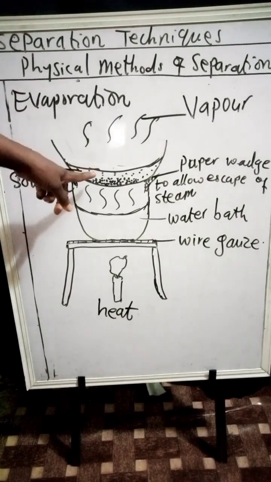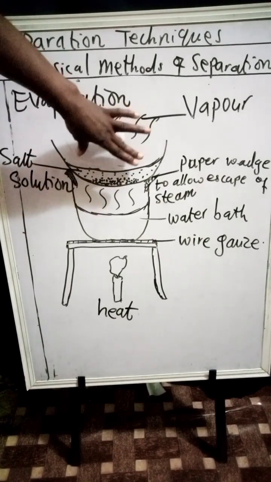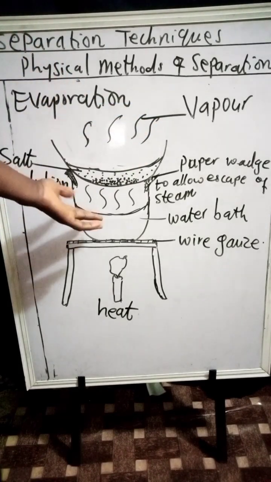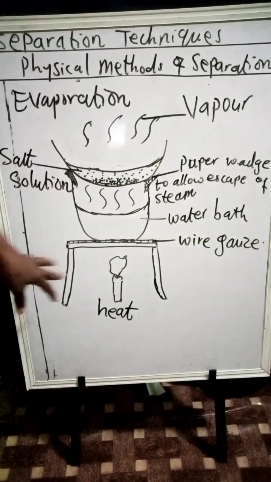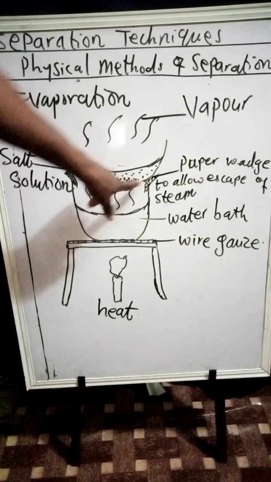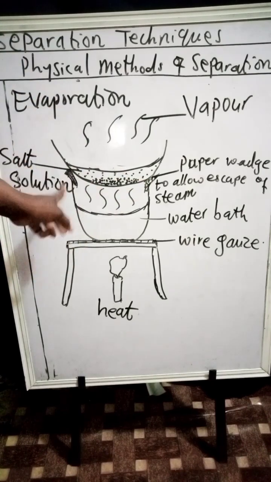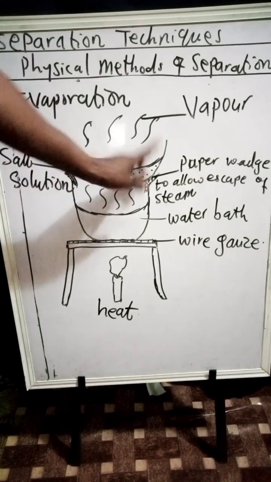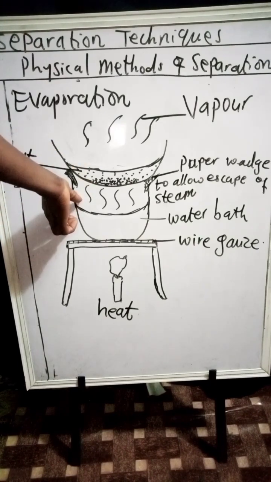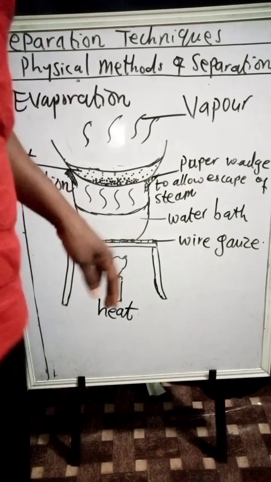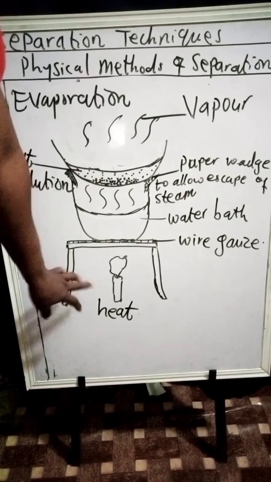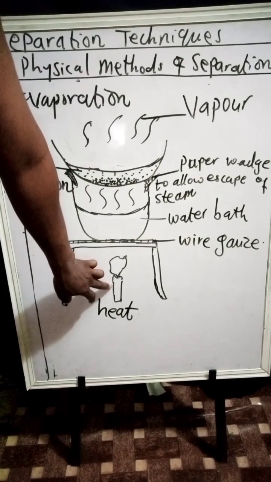The salt solution is poured inside the evaporating dish and placed over water bath that has been heated. Then you continue the application of heat. Then the paper wedge here is to allow the steam that is coming from the water bath to escape. That is, it creates gap between the evaporating dish and the container of the water bath. Then you have your wire gauze, you have the tripod stand, and the source of the heat, which is the Bunsen burner.